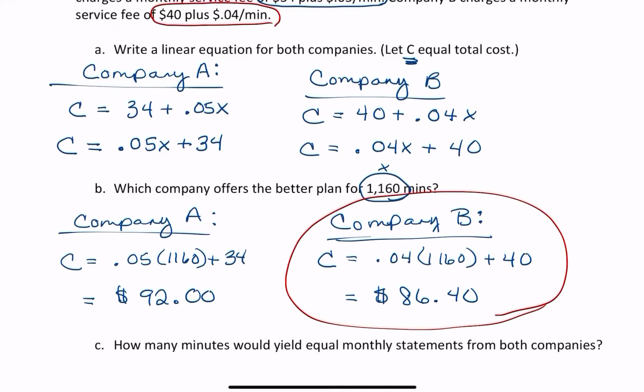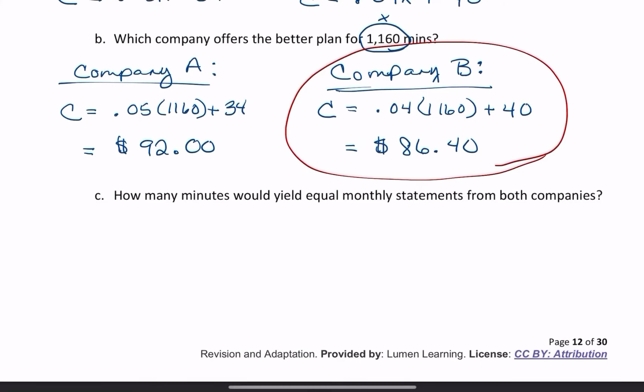Okay, the last part of this question is how many minutes would yield equal monthly statements from both companies? The key word there is equal. You have two equations that give you the cost. You're going to set those equal to each other. So I'm going to have 0.05x plus 34, and I'm going to set it equal to 0.04x plus 40. And that will give me where those two intersect or are equal monthly statements.